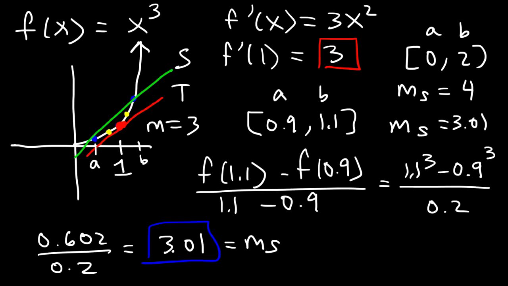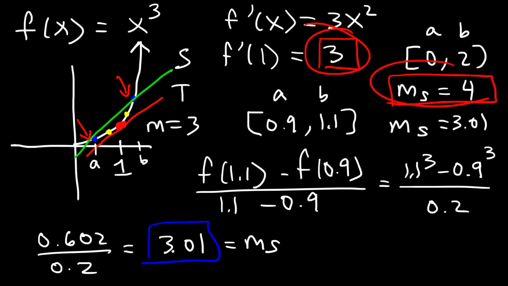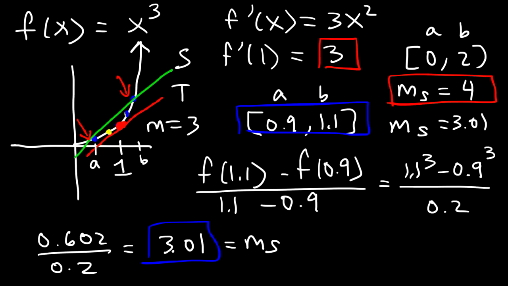Now let's look at these 2 values. So when we chose 2 points that were pretty far away from 1, like we did here, the slope of the secant line and the slope of the tangent line, they differed significantly. However, when we choose 2 points that are a lot closer to 1, like these 2 yellow points here, the slope of the secant line became a better approximation of the slope of the tangent line. 3.01 and 3, they're very close to each other.